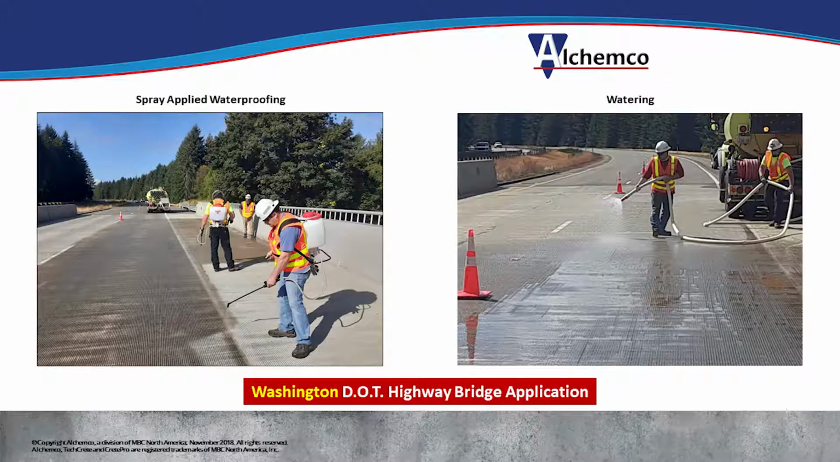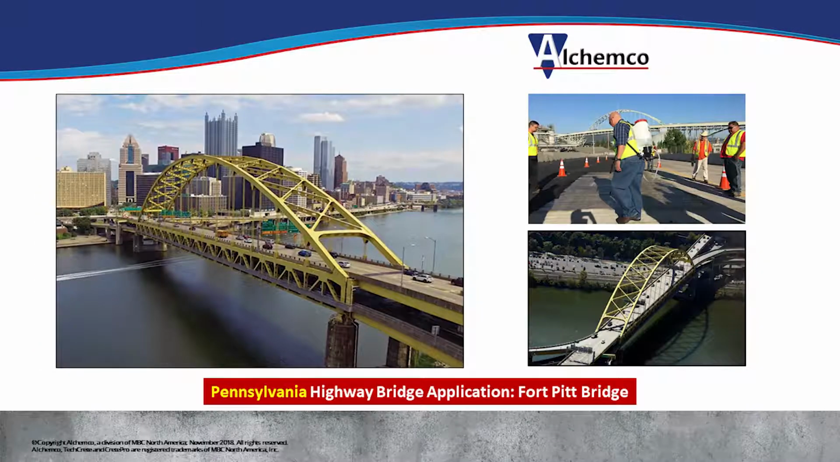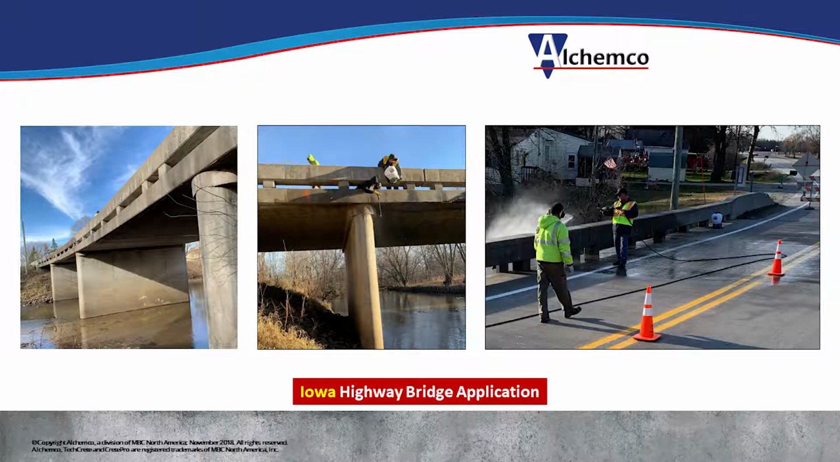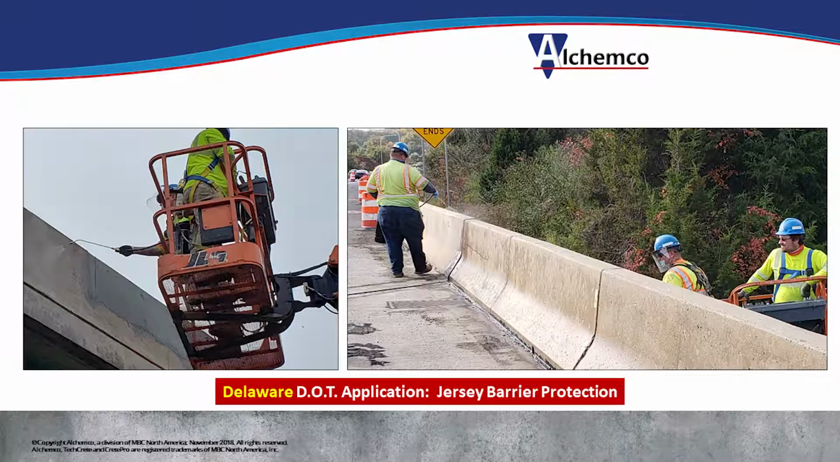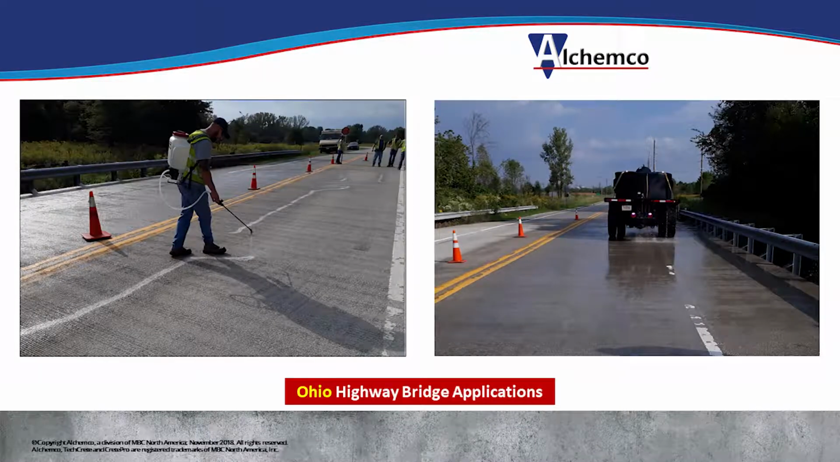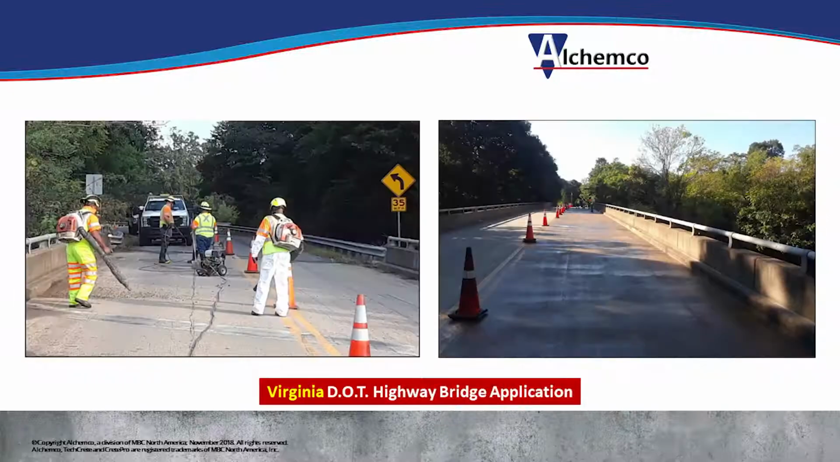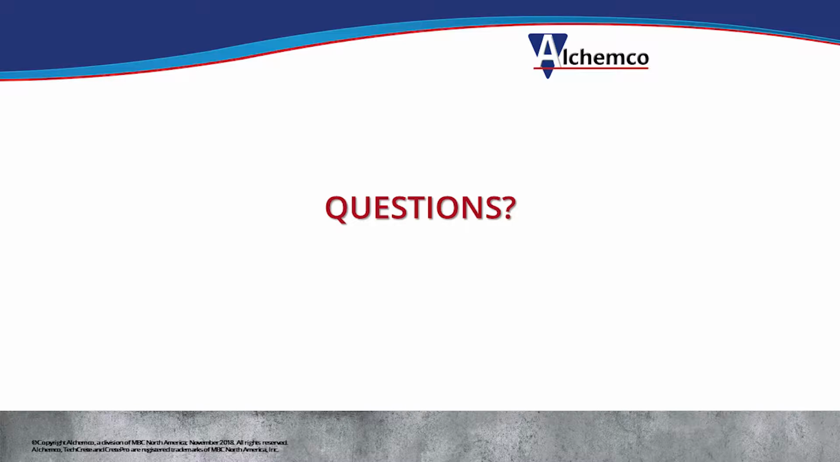So Washington State DOT, Pennsylvania, Iowa, Delaware. These were the Jersey barriers, the vertical application, as I mentioned. Ohio, Virginia. That's all. So the goal today was really to introduce, because I know that a lot of you don't know yet, the integral gel waterproofing technology. So if you have any questions.